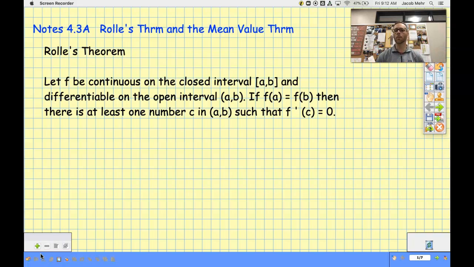So we're going to add a couple existence theorems on today, and I think they'll make sense to you. I think they're pretty intuitive. The setup isn't too bad. So let's get started with the first one, Rolle's theorem.